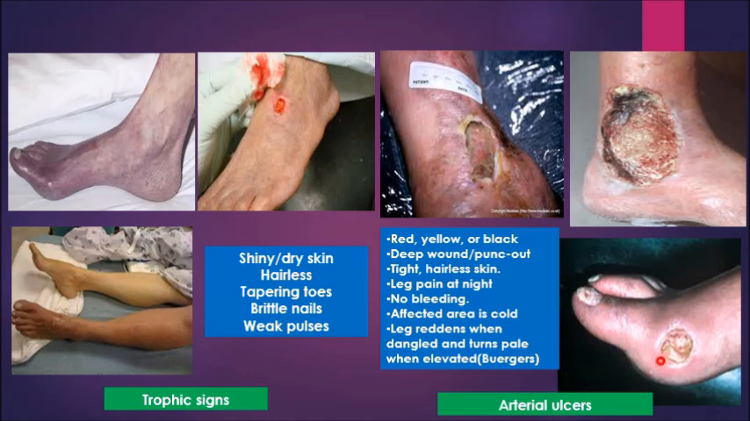The toes are tapering. There is leg pain at night; usually they have pain even at rest, especially at night, which prevents the patient's sleep. Rarely is there bleeding because there's not much blood supply. The affected area is cold and maybe clammy. Leg ulcers redden when dependent and turn pale when elevated. This will be the sign. This picture summarizes the clinical features of chronic arterial disease.